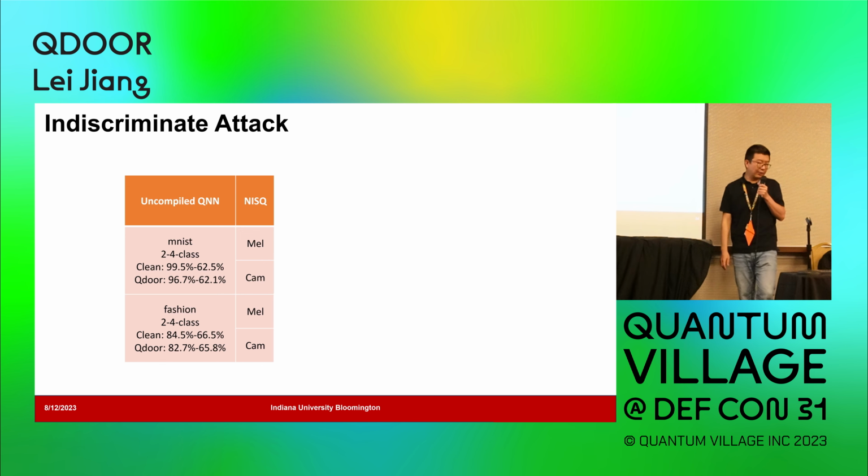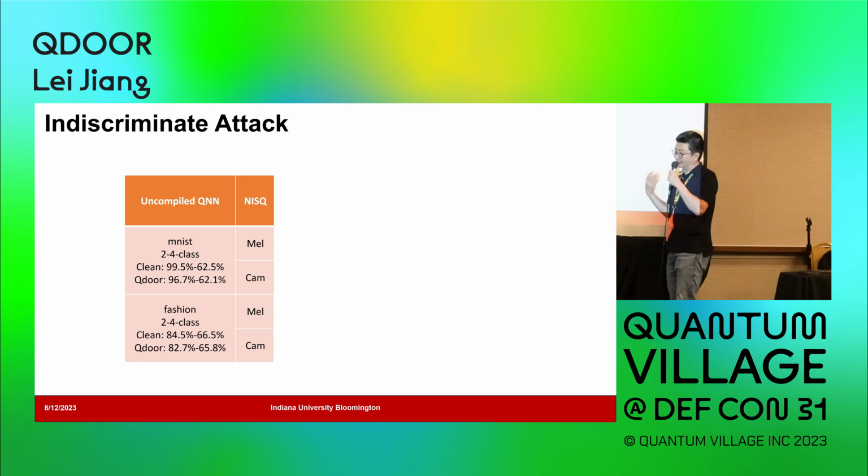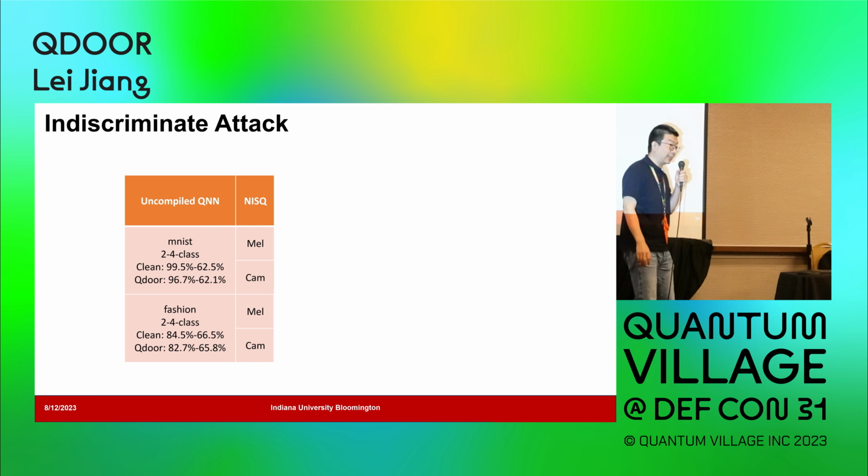So for the indiscriminate attack, we study two types of classification. One is a two-class classification. The second one is a four-class classification. It means that for the MNIST data set, we try to distinguish 0 and 1, and then try to distinguish 0 to 3.